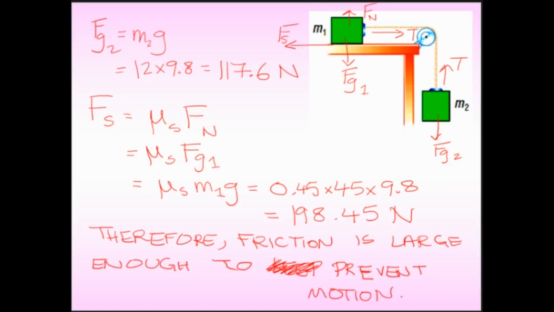You see, get used to these problems where they give you an extra piece of information like mu k, and yet it has nothing to do with the problem. Extra information could sometimes be given to see if you know what needs to be used and what doesn't.